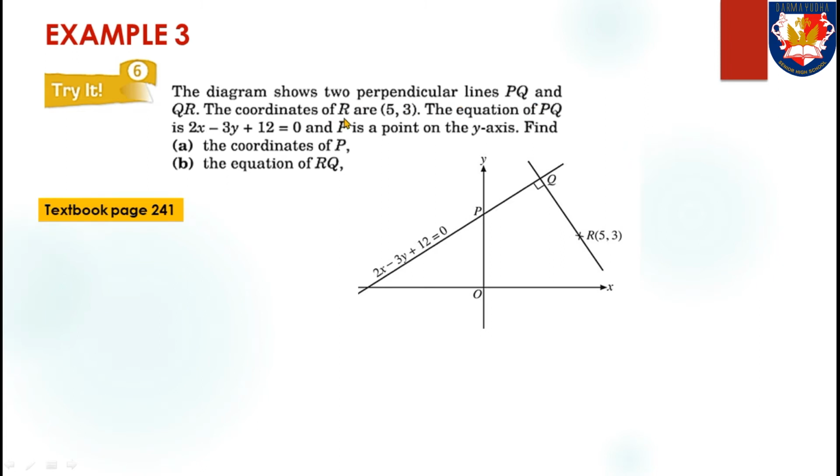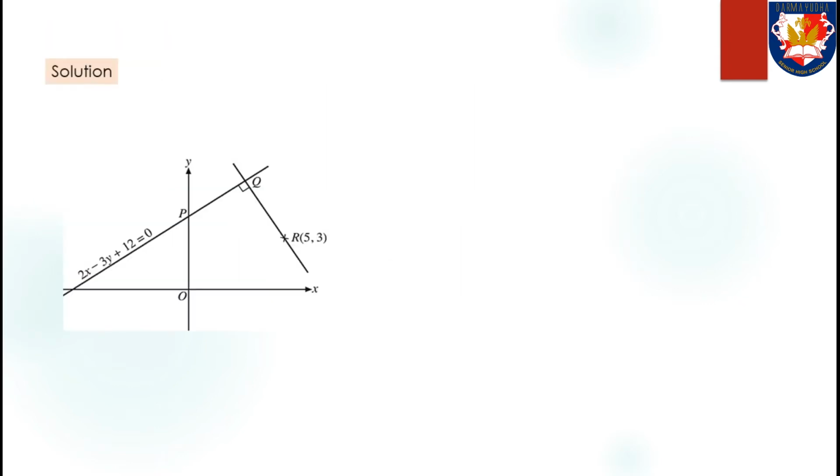The coordinates of R are (5, 3). The equation of PQ is 2x minus 3y plus 12 equals 0, and P is a point on the y-axis. Find the coordinates of P and the equation of RQ. Solution. Look at this following diagram. Based on the question, PQ is 2x minus 3y plus 12 equals 0. Based on the diagram, P is a point on the y-axis, or simply the y-intercept.